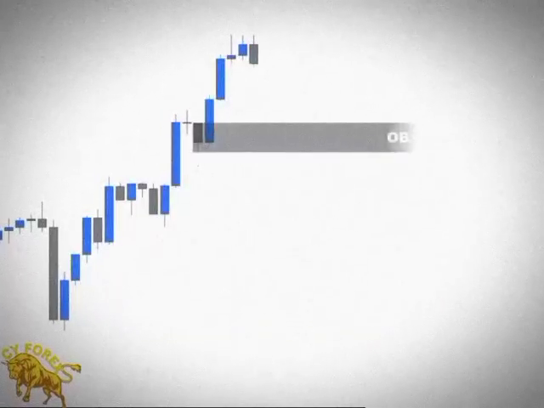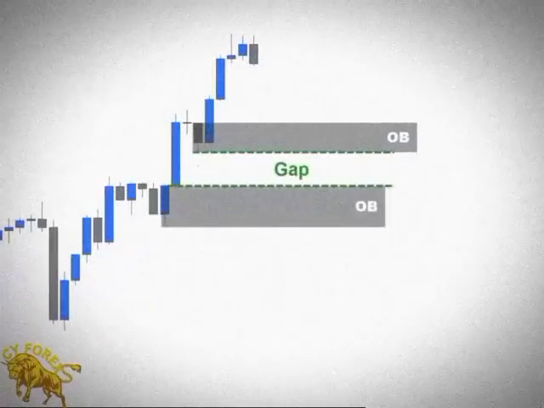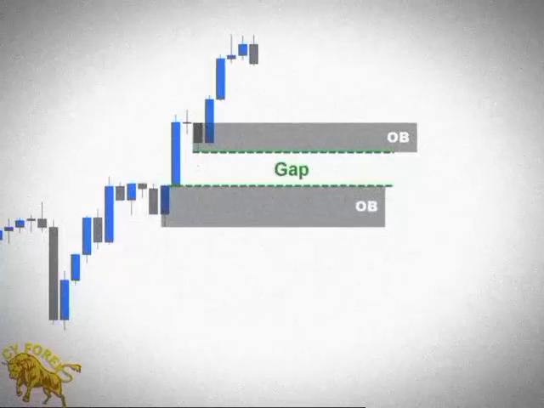Here we have a valid order block and a potential trading opportunity to go long. But looking at the left side, we can spot this gap between the candles, precisely below the first order block, and another valid order block zone here.